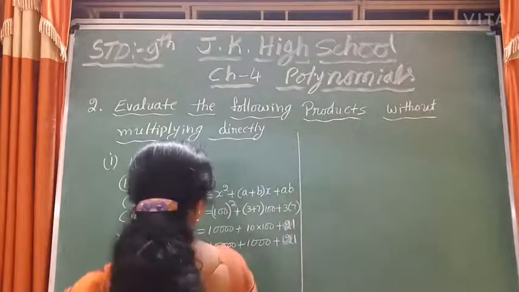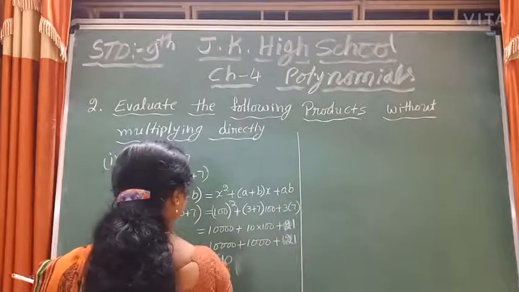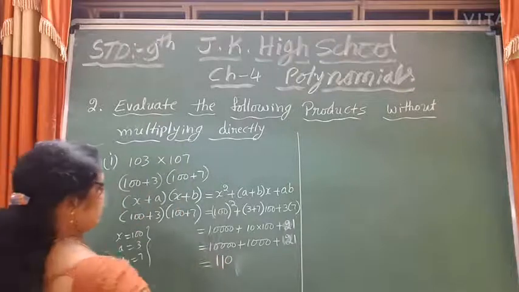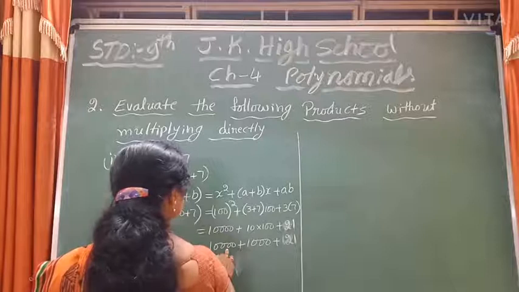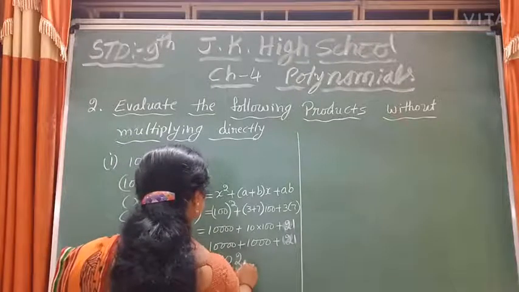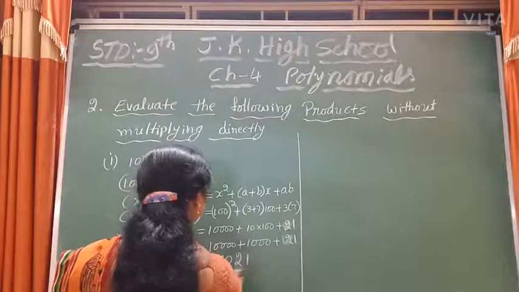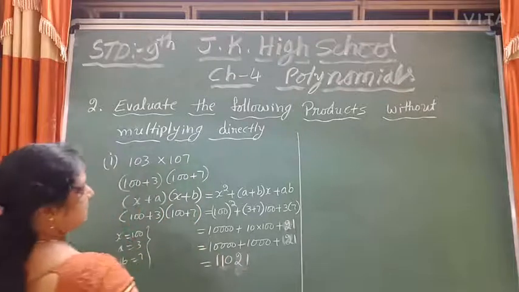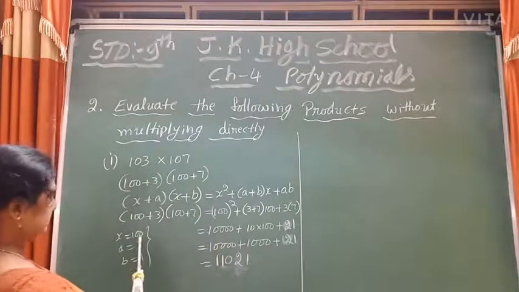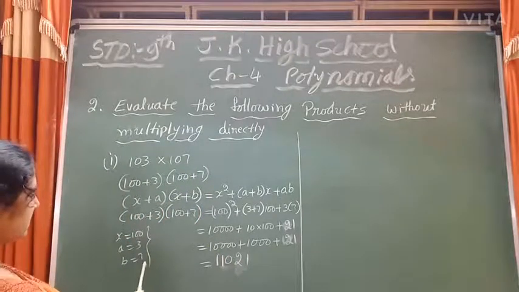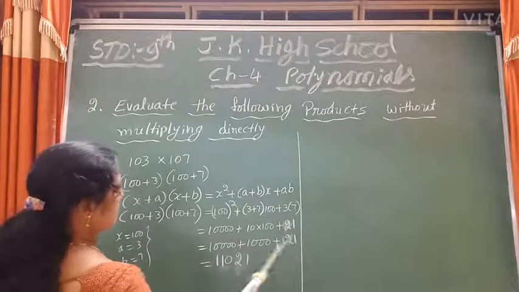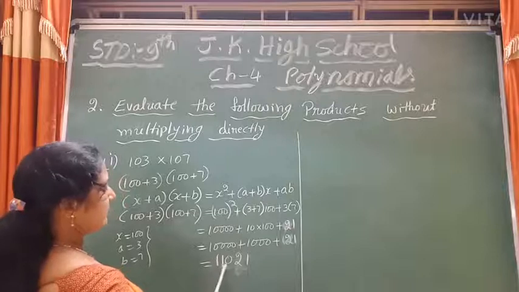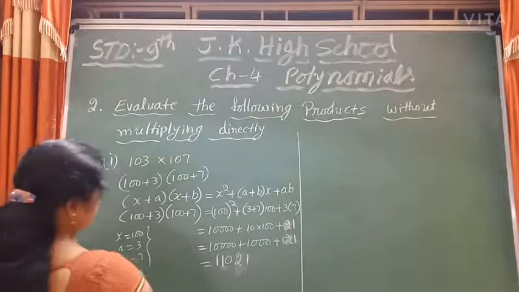If you simplify, after simplification you add all these, and you will get the answer in this manner. So substitute the x value as 100, a value as 3 and b value as 7, and simplify. You will get the answer as 11,021. Okay children, write down.